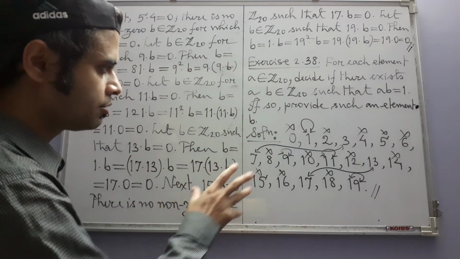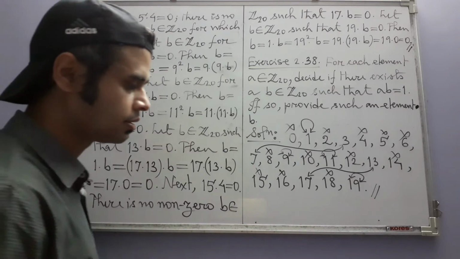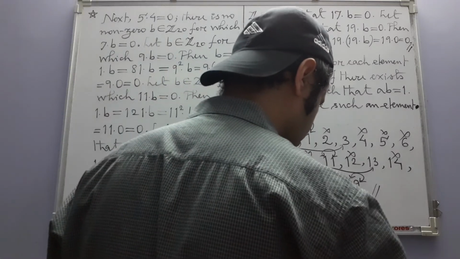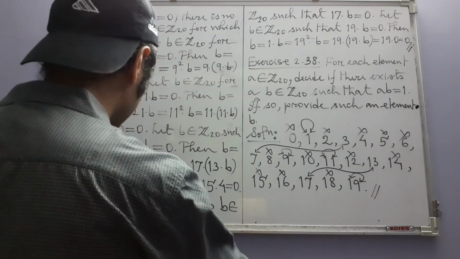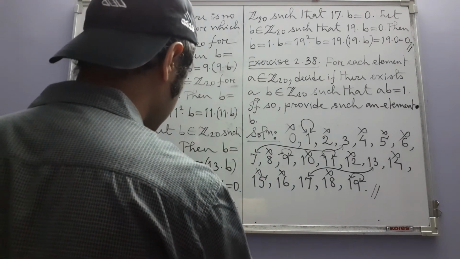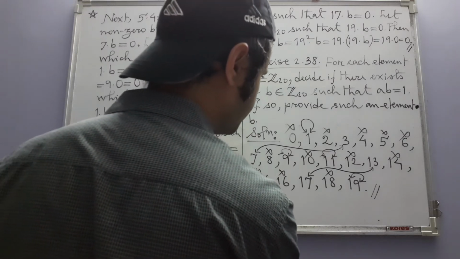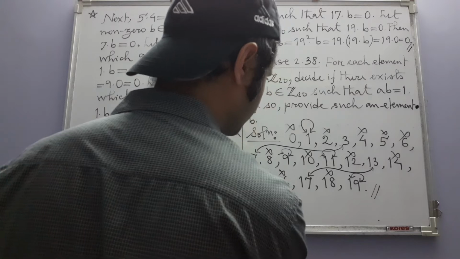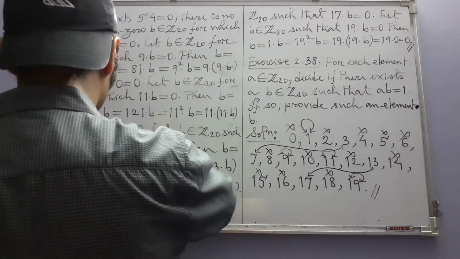But I urge you to write this solution properly, like how a solution has to be written, along with the justifications for these things. Why, for example, 5 has been ruled out, why 4 has been ruled out, those things have to be written.